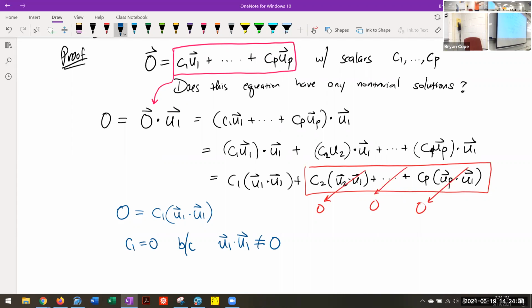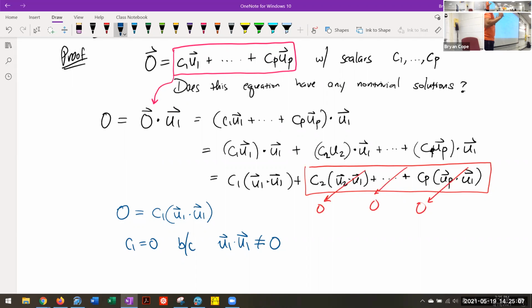because U1 has some length. Wait, what do you mean by like it has length? It's not a 0 vector. It's some vector that's non-zero, right? We set that up in the definition of the theorem. We said that we have a set of vectors that are non-zero. So if it was a 0 vector, then we could say, oh no, U1 dot U1 might be 0. But since U1 is not the 0 vector, then U1 dot U1 is its magnitude squared.